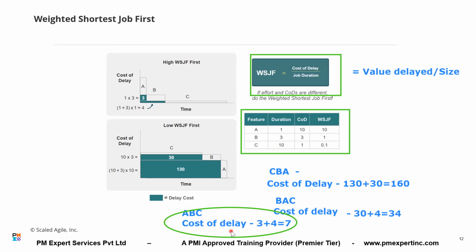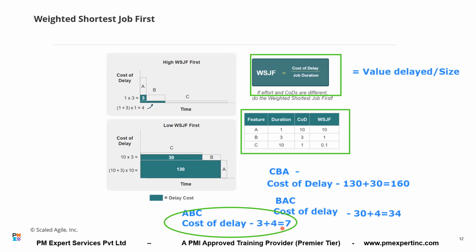Now, let's see the sequence ABC. If we follow sequence ABC, what is the value delayed? A, I have started on time. The value delayed because of B will be how much? 3 only, 1 day delay. And the value delayed because of C will be only 4, so 7. So tell me, which sequence is the best here? Obviously A, then B, then C. Is it okay now? Yeah.